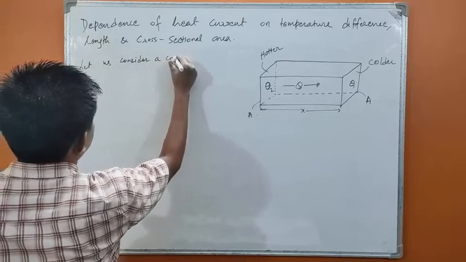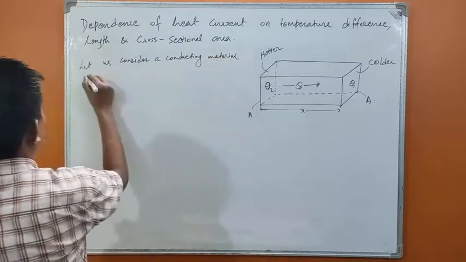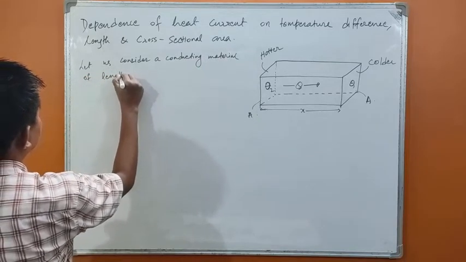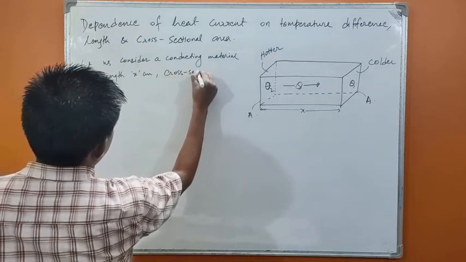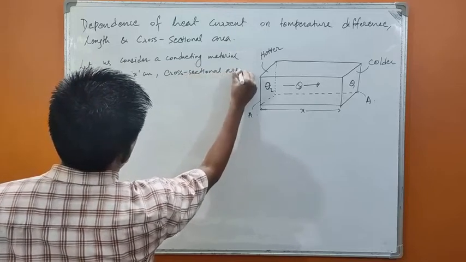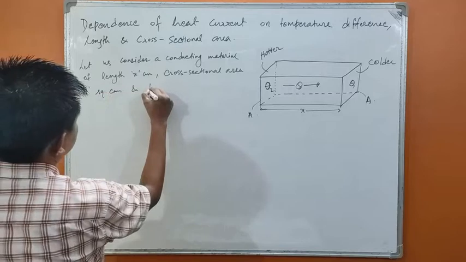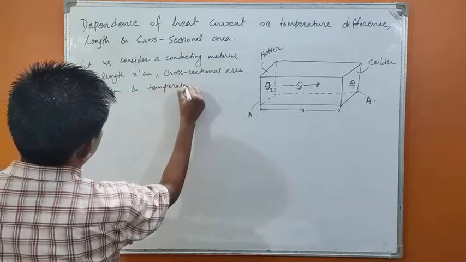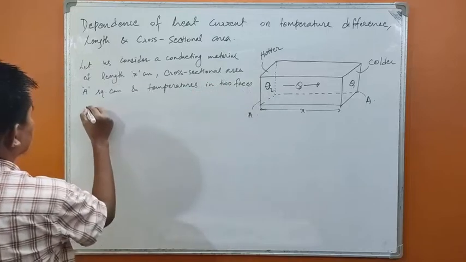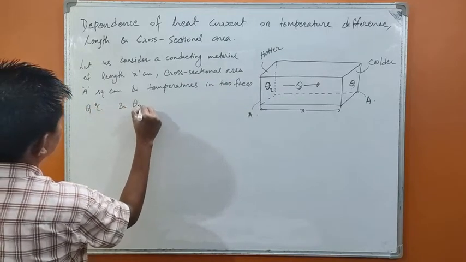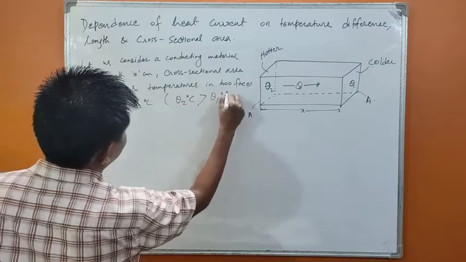Let us consider a conducting material of length x centimeter, cross-sectional area A square centimeter, and temperatures in two faces theta 1 degrees Celsius and theta 2 degrees Celsius, where theta 2 degrees Celsius is greater than theta 1 degrees Celsius. I hope you got this.